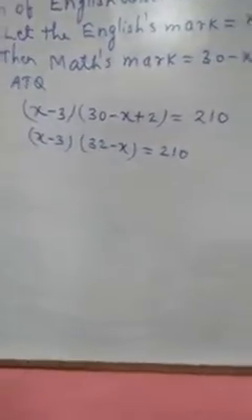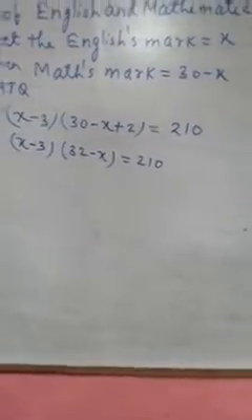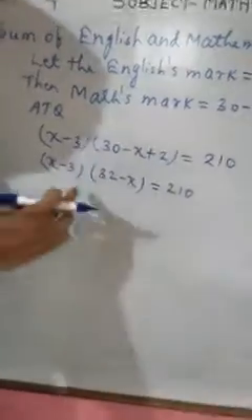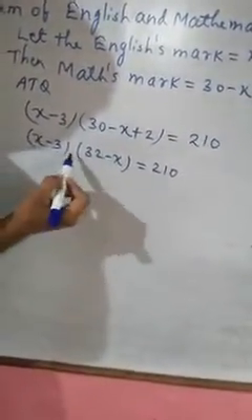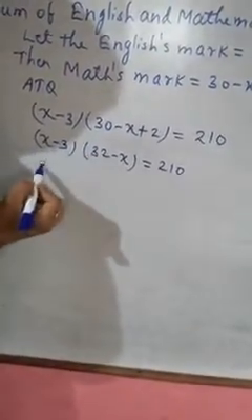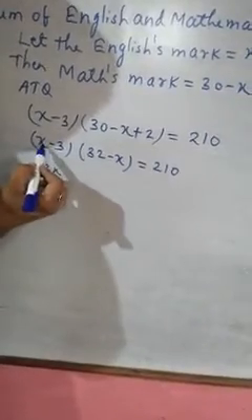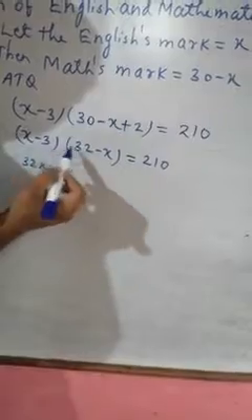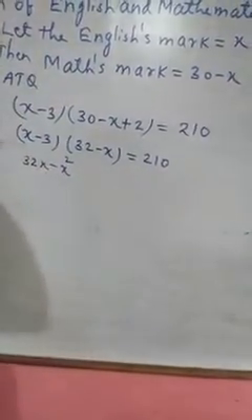Now I got the answer. So here we got, now we can open the bracket. 30 into 2x, 32x. x into minus x square. Now 3 into 32, now 32 multiply 2.